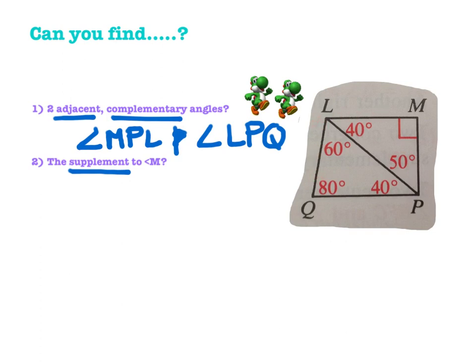This is angle MLQ, and that's 100 degrees. This is angle LQP, and that's 80 degrees. Angle MPQ is a total of 90 degrees. That's our supplement. Angle MPQ is the supplement of angle M. That's it.